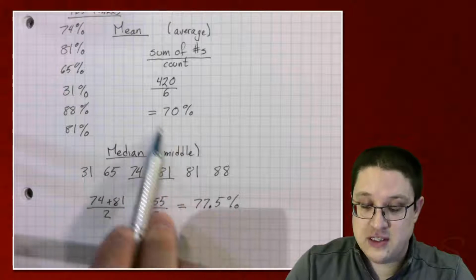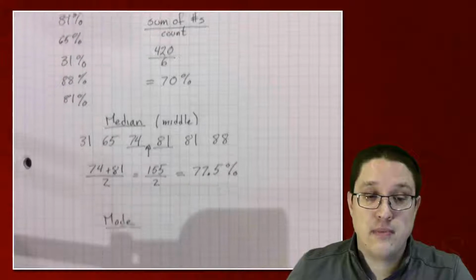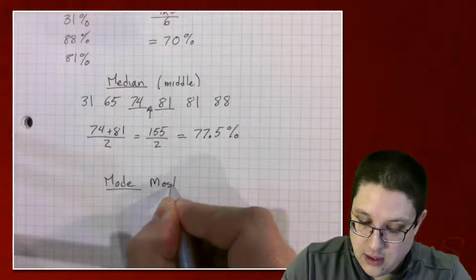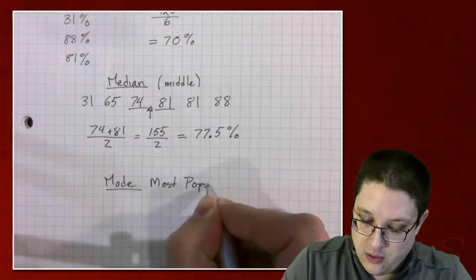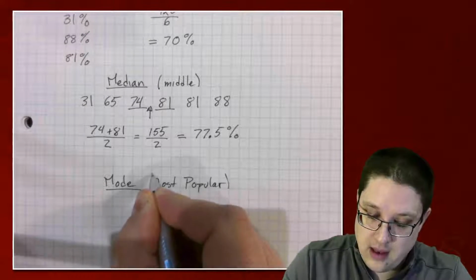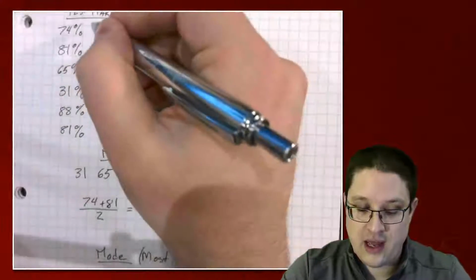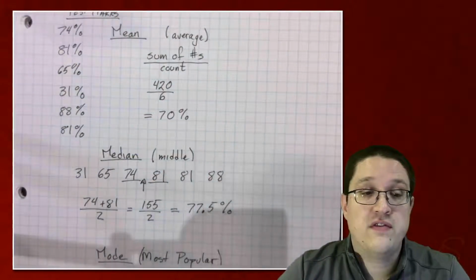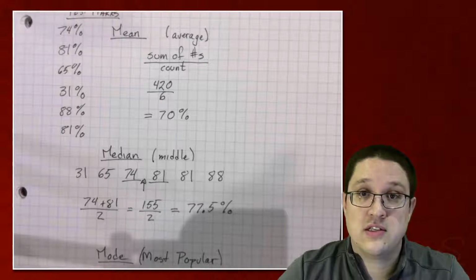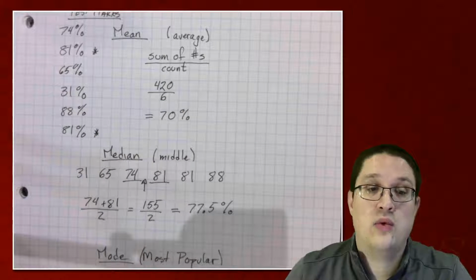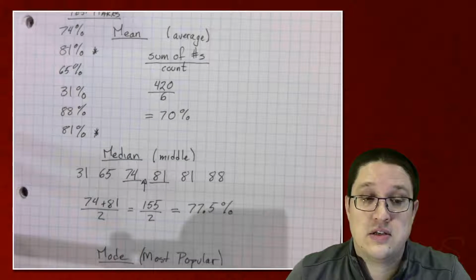My average is 70. Now the mode is the most popular. In order to find this, I go back and look at my original data and ask, which of these appears more than once? In this case, we have 81, which shows up more than once.